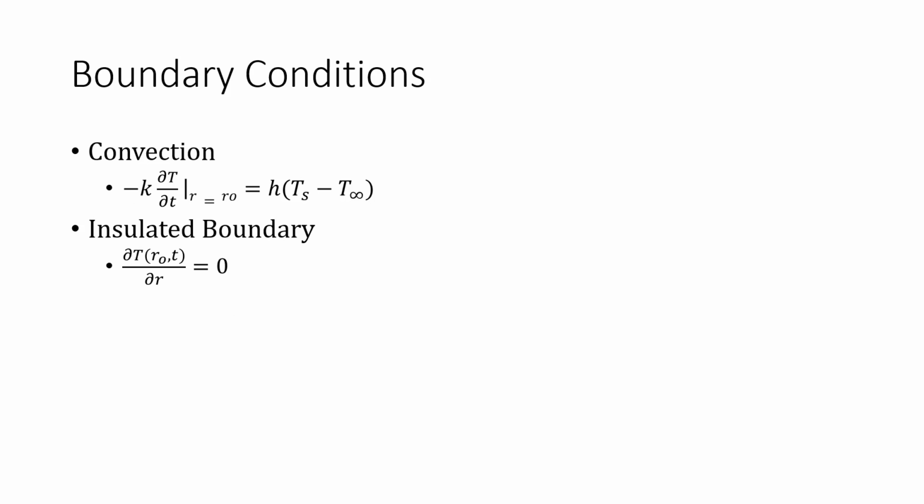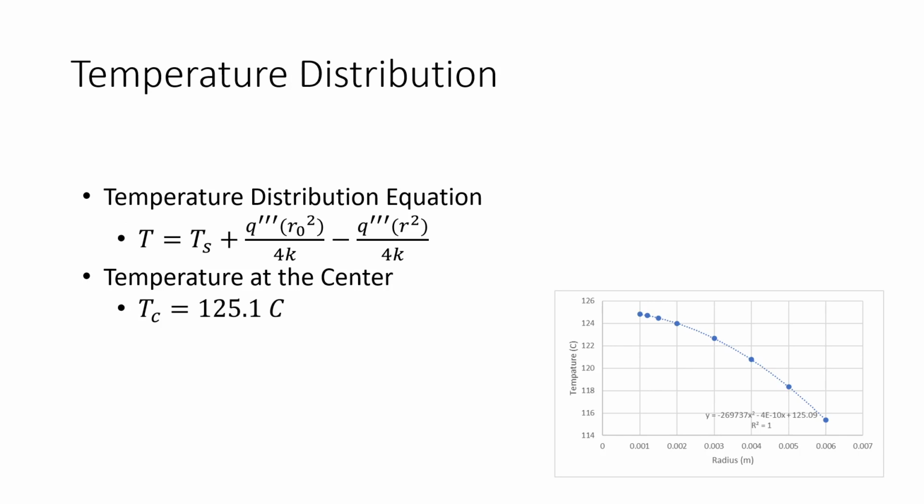The boundary conditions: there are two boundary conditions, I should say. They are convection and an insulated boundary. With the insulated boundary, it is ∂T/∂r evaluated at r equals 0. For convection, it is negative K ∂T/∂r, evaluated at r equal to r naught, is equal to h times Ts minus T infinity.